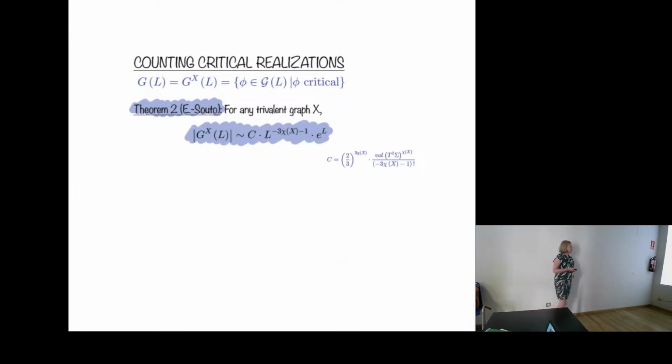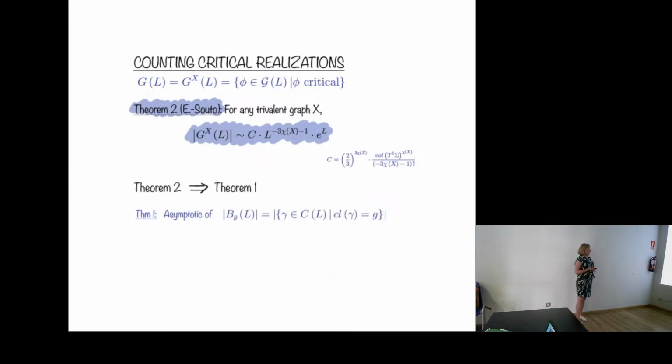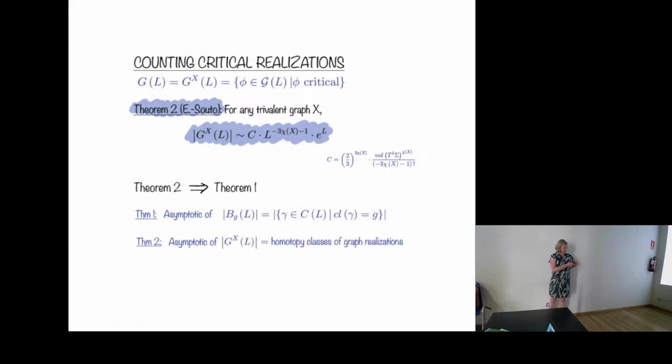Okay. So I claim that theorem 2 implies theorem 1, which was the asymptotic of closed geodesics of hyperbolic length at most L of fixed commutator length. That's the main theorem that we're going to prove. Theorem 2 is what is here, but we can also see it as a number of homotopy classes of graph realizations.